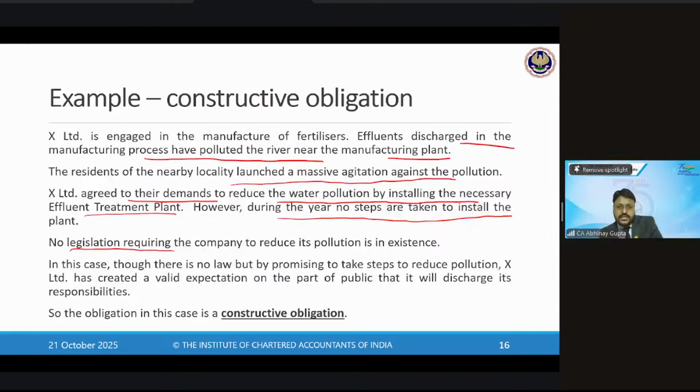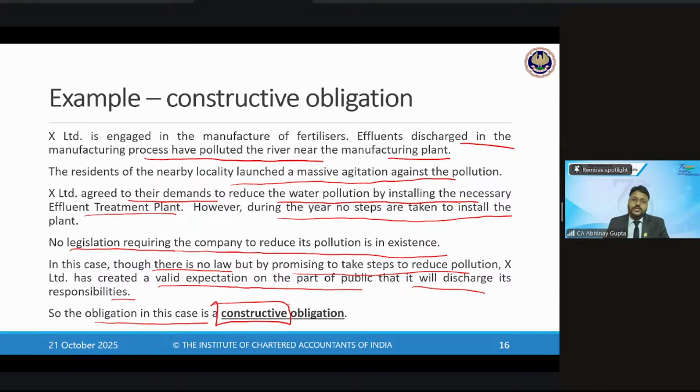No legislation is there in the country which requires a company to reduce the pollution in existence. In this case, there is no law, but by promising to take steps to reduce the pollution, X Limited has created a valid expectation on the part of the public that it will discharge its responsibilities. So the obligation in this case is a legal obligation, correct? Constructive obligation, because the company has not entered into any contract with these people, right? And there is no law. So neither there is a law nor there is a contract. So legal obligation cannot be there.